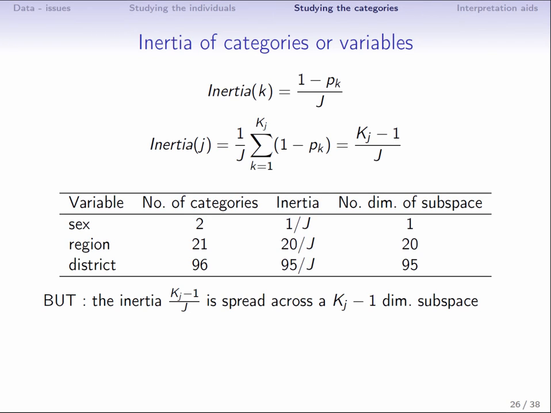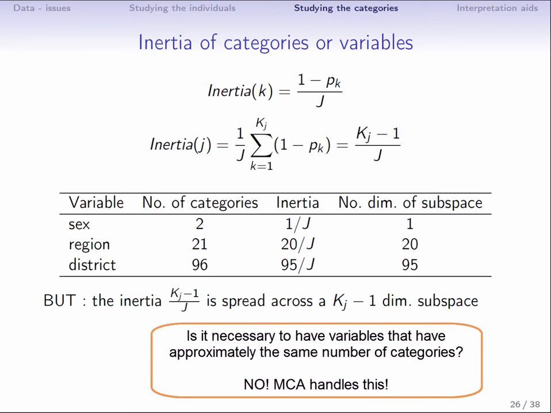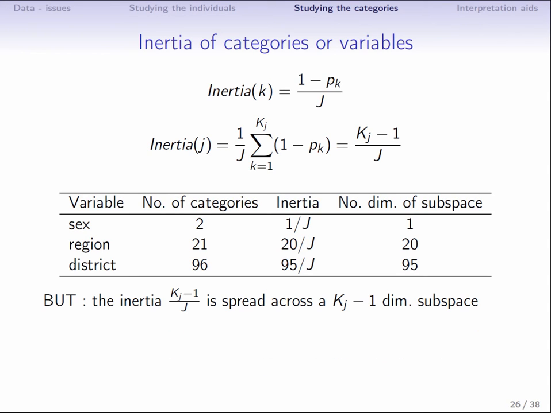And we have seen that the inertia of the set of categories for a given variable j is proportional to kj minus 1, which is precisely the dimension of the subspace in which the inertia is found. In other words, variables with many categories have high inertia, but this inertia is, in a way, diluted into a correspondingly large dimensional subspace. This explains why the variable sex can really only be strongly linked with one dimension. Only one dimension can strongly separate men and women.